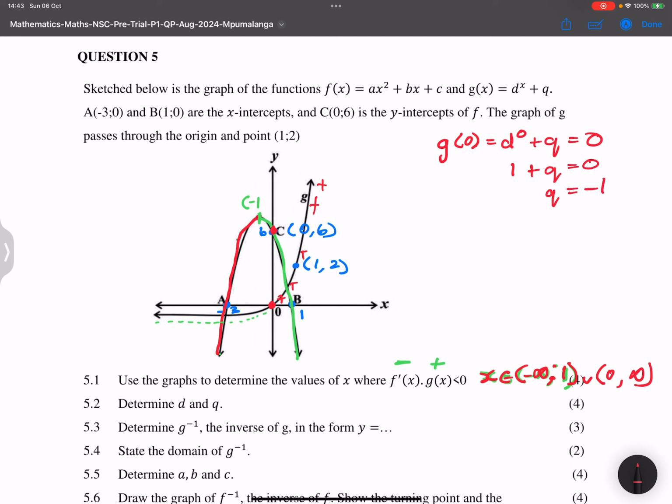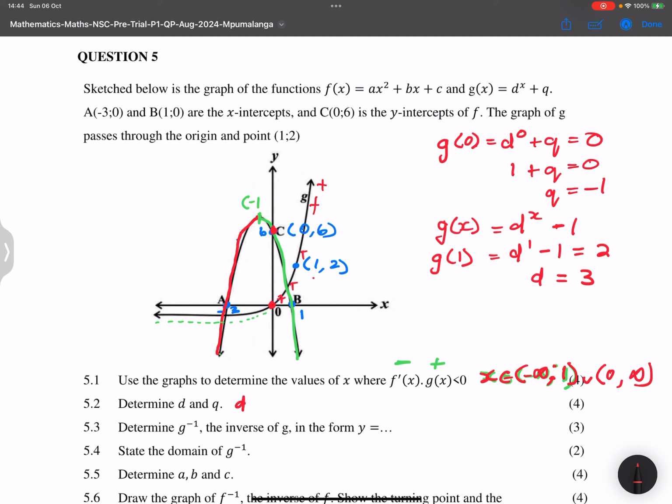Now to find the value of d, we're going to say g of x is equal to d raised to the exponent x minus 1, okay? But we've got the other point, which is (1, 2). So when x is 1, d raised to the exponent 1 minus 1, y is actually equal to 2. So d minus 1 is equal to 2. So d is actually equal to 3. Right, so the equation there.